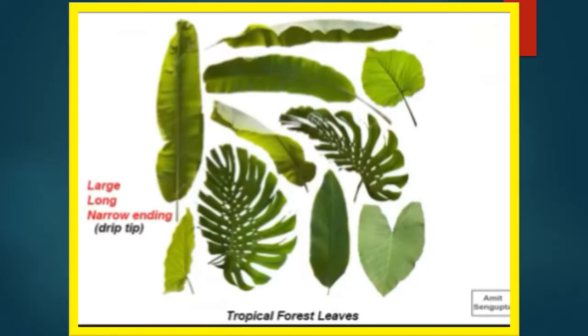Now look at the leaves in the tropical forests. How are they? They are large, long, with a narrow ending. That narrow ending is called a drip tip, so that the water can drip properly because it rains so much. So you see it's narrow and pointed at the end so that the water can drip.